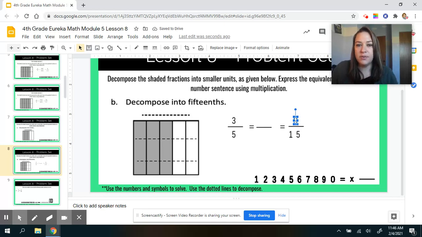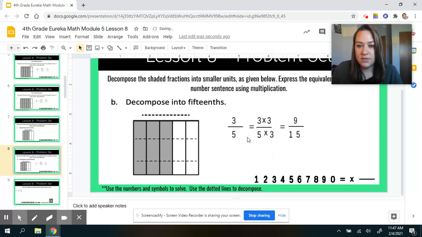So 3 times 3, because I made 3 rows. 3 times 3, does that give me 9? Yes, it does. 5 times 3, does that give me 15? Yes, it does. So we have to make sure that everything's matching up, that the math is correct. We can't guess on how many rows. We're using our basic fact knowledge to help us with that. Okay, 5 times 3 gives us 15. So 3/5 is equal to 9/15. 3/5 and 9/15 are equivalent fractions.